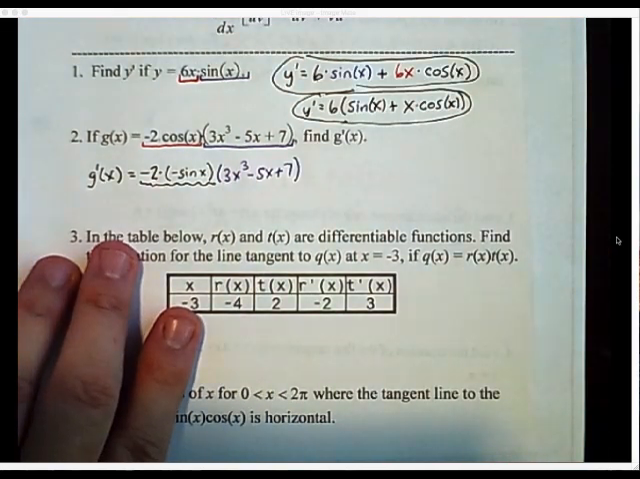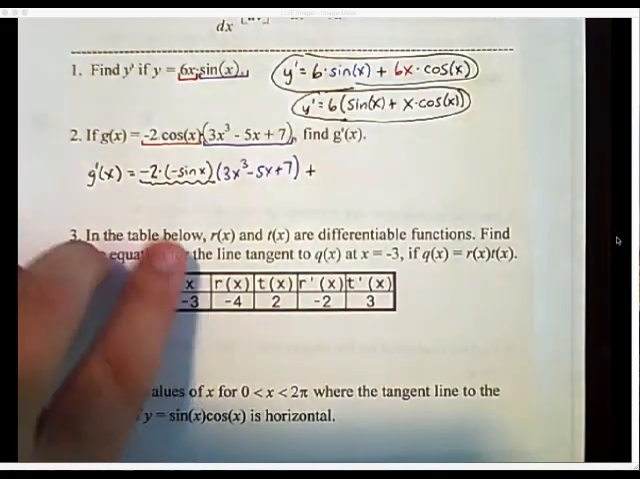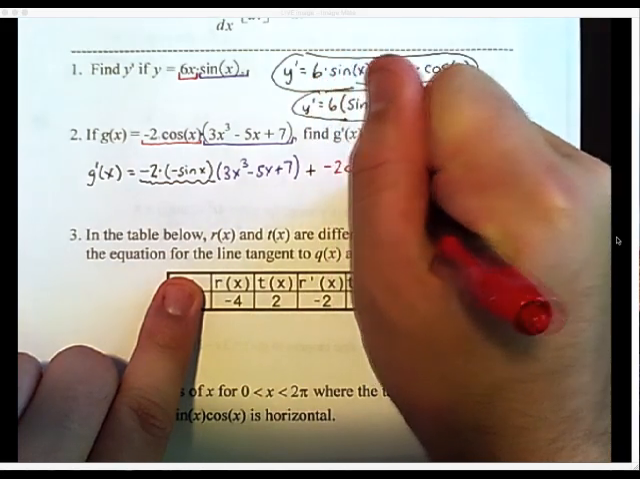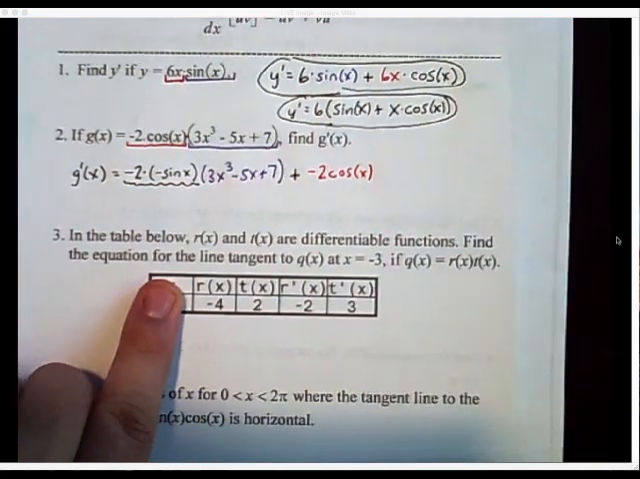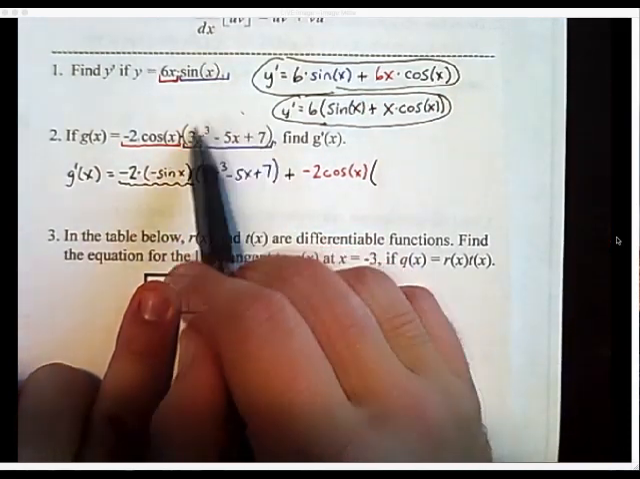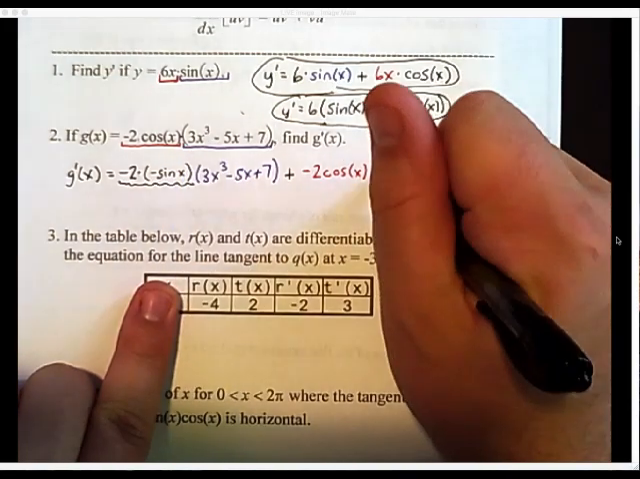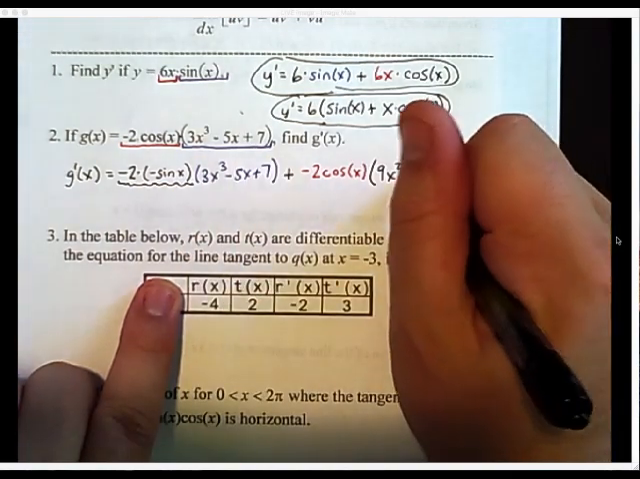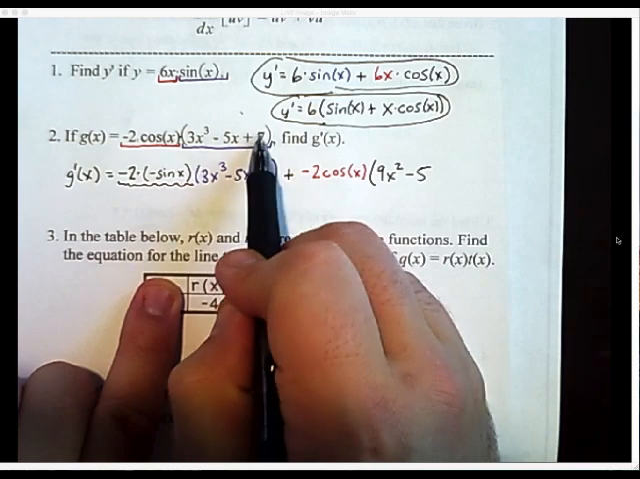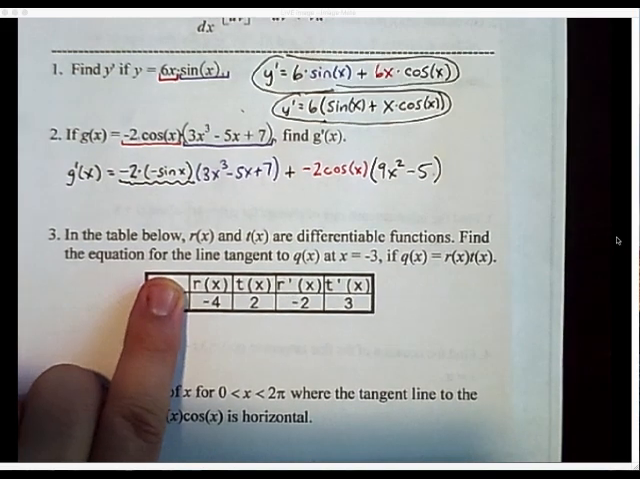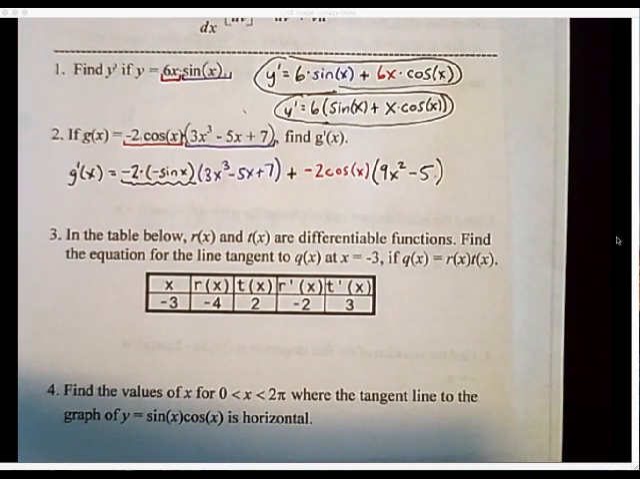Okay. There's always a plus. Plus the entire first term, so -2 cosine of x, times the derivative of the second term. So the derivative of all of this. 3 times 3 is 9, reduce the power by 1, so 9x squared. The derivative of -5x is simply -5. The derivative of the constant would be 0. I don't need to write in the plus 0. So that would be the derivative.